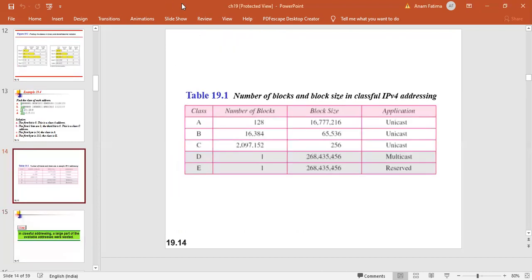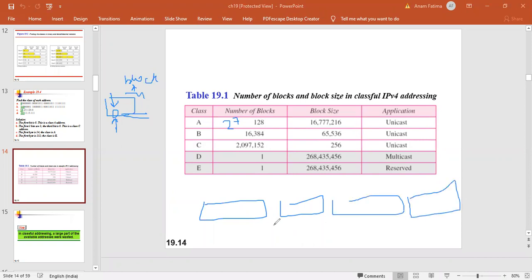If you see the distribution of addresses in class A, the number of blocks is 2 to the power of 7, right? Why? Because only 1 bit is restricted, the bit 0 shows that it is a class A address. The remaining 7 bits are used to identify the block. Within that block, in class A, your first octet is for the block, and the remaining 3 octets identify the host within the block.